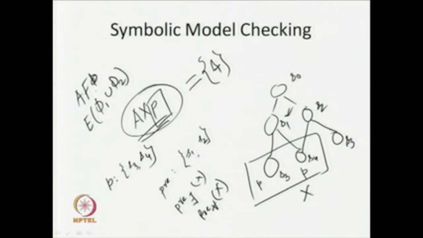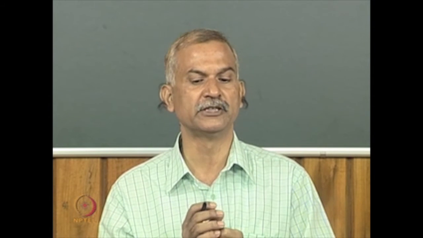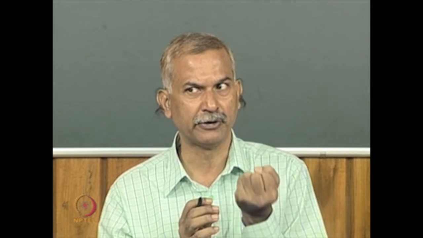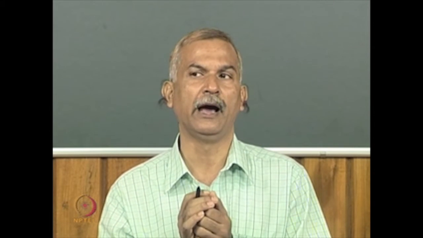We are going to find out which are the states where AF phi or E phi 1 until phi 2 is true, and eventually we are going to get a set of states, and our model checking algorithm is going to return this particular set of states. And we have seen that we can use ROBDDs to represent this set of states, and ultimately our symbolic model checking algorithm is going to return those states symbolically, represented with the help of ROBDDs. So, this is the basic thing.